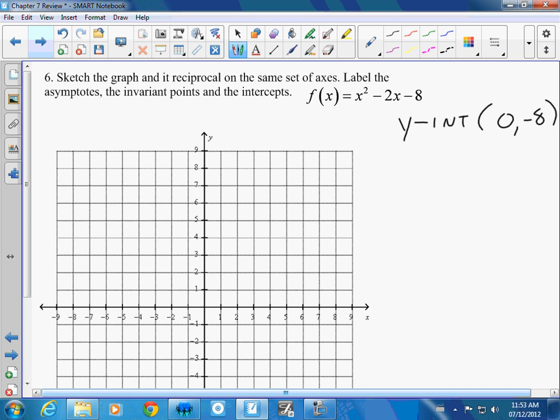Okay. How do you find the vertex? X equals negative b over 2a. What's negative b? Negative 2 makes it negative, so it becomes what? Positive 2. What's a? 1, so 2 over 2, so what's the x value? 1. So what's the y value that goes with that? Plug it in. What's 1 squared? 1 minus 2. Negative 1 minus 8. Negative 9. So the vertex is 1, comma, negative 9. This is the vertex.